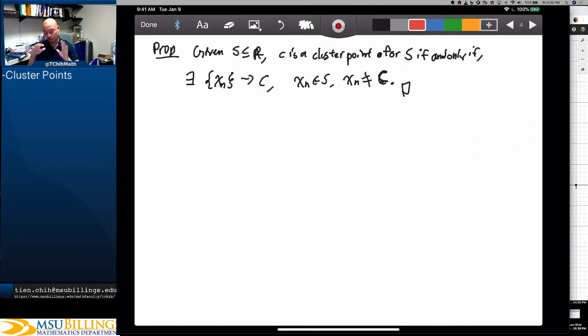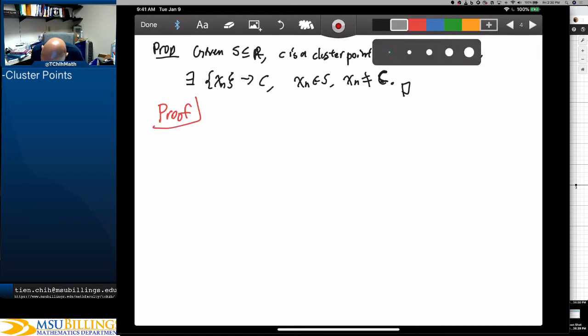And so in this video, we're going to prove this proposition: given some subset S of the real numbers R, C is a cluster point for S if and only if there exists a sequence going towards C of stuff in S, none of whom are actually C. So excluding the constant sequence C. All right. And so let's go ahead and prove this.